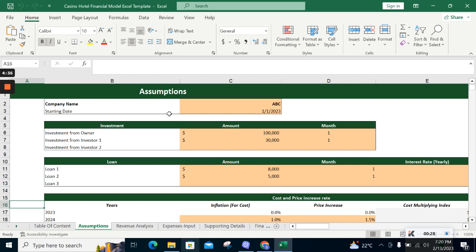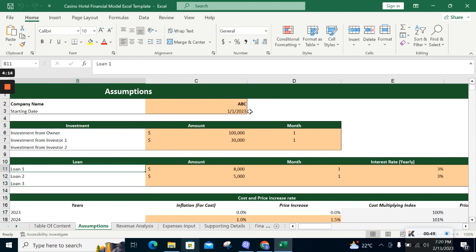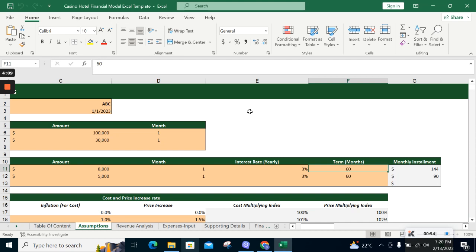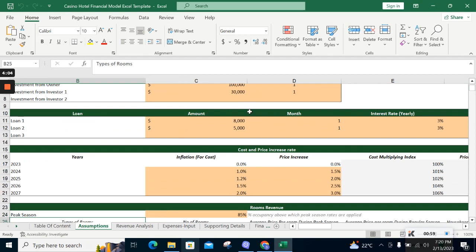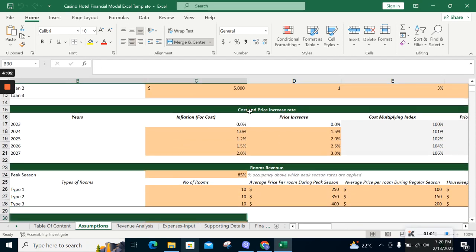The peach-filled columns are the inputs that you have to change, for example, the company name, the starting date, and then the investment from owner, the amount of the investment and the month in which the investment is made, and then the investment from investor 1 and 2, and the same, the amount and month. And then we have the loan assumptions: the amount, month, interest rate yearly, and the term in months. The monthly installment is calculated. Cost and price increase rate.